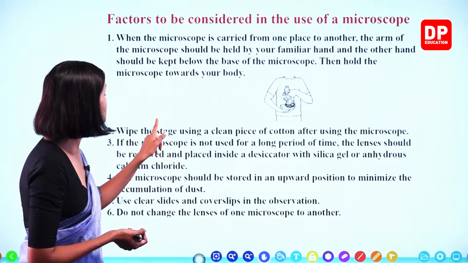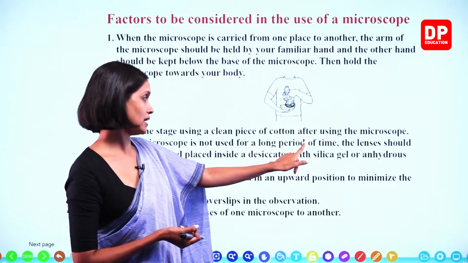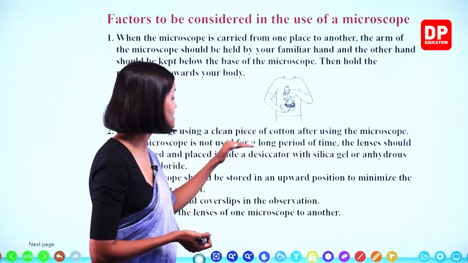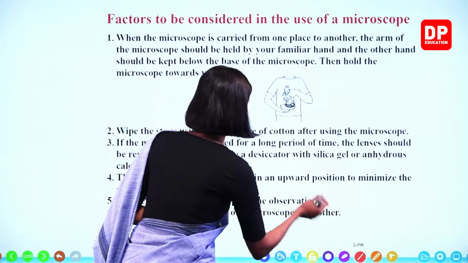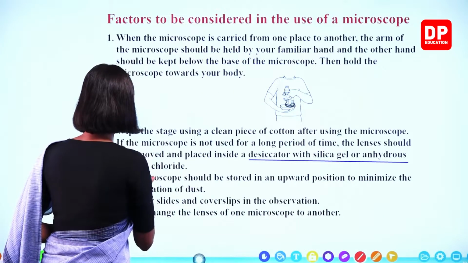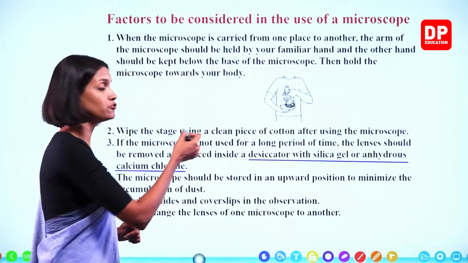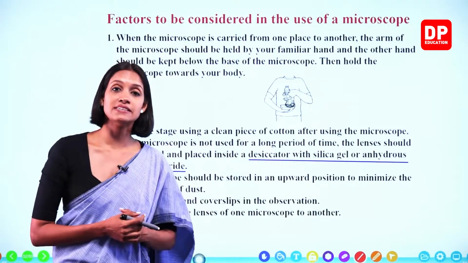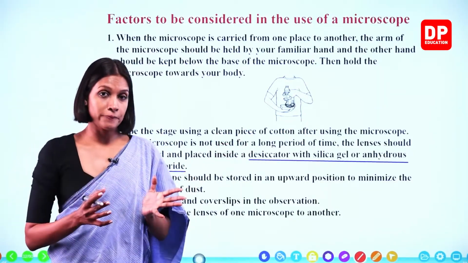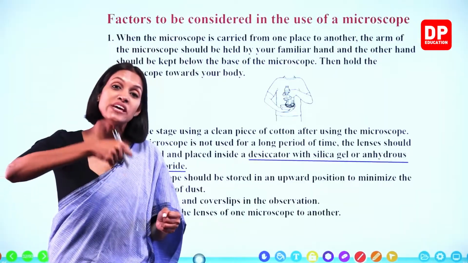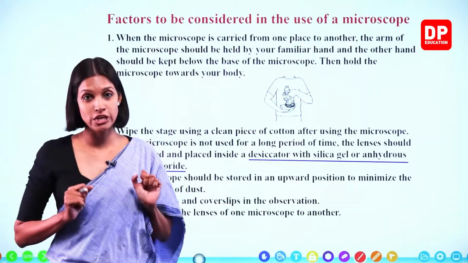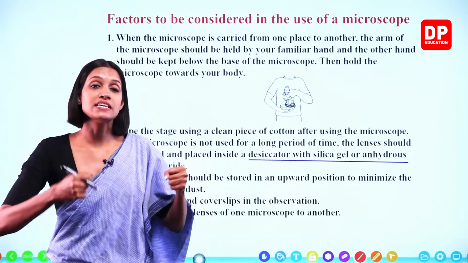If the microscope is not used for a long period of time, the lenses should be removed and placed inside a desiccator with silica gel or anhydrous calcium chloride. Why do we have to do this? What is a desiccator? A desiccator is a kind of glass jar. You can seal it. It is well sealed, right? It is a kind of airtight jar-like object, right? So it is well sealed.